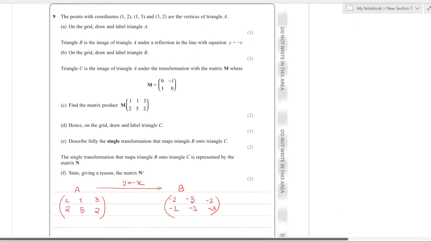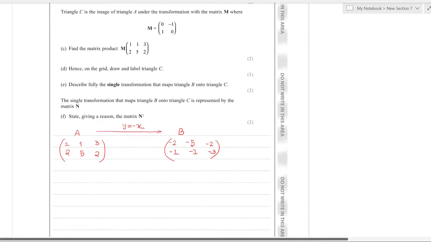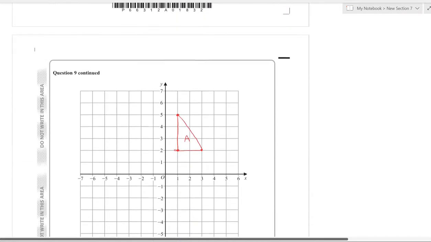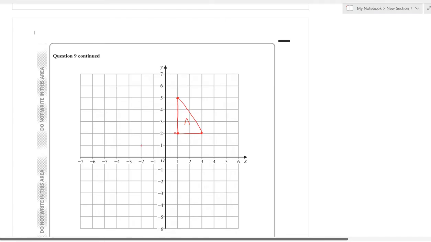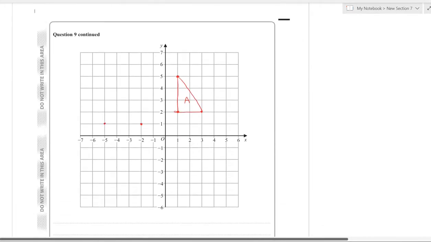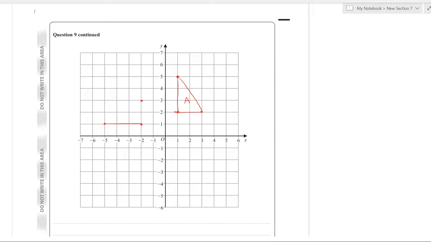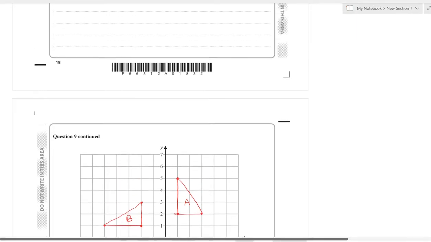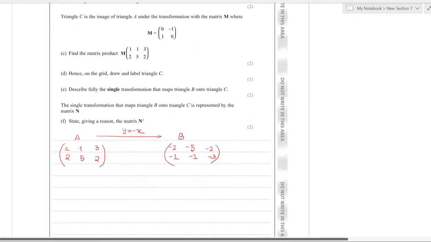And now in part B, you need to draw triangle B on the grid. So triangle B on the grid would be (-2, -1), this part, (-5, -1), this part, and (-2, -3). So this is triangle B, and also the end for our part B.